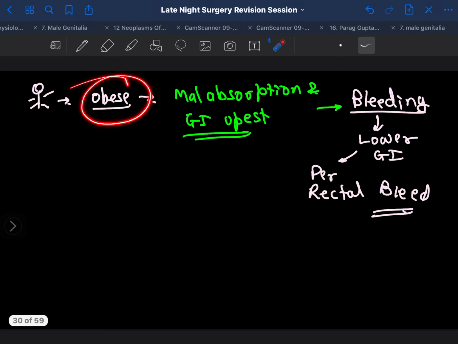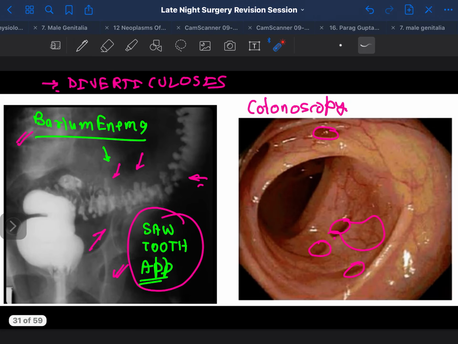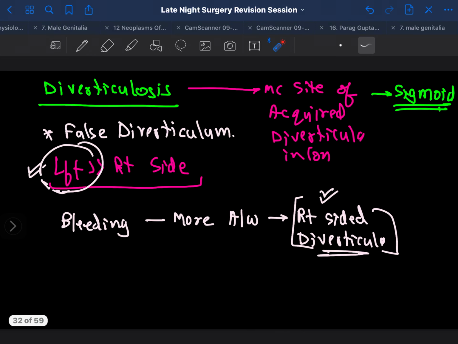Now, that's fine. Right. So then I give you a scenario where let's say there is an obese patient who is coming to you with a malabsorption syndrome, GI upset and all this stuff. Now the patient is coming to you with lower GI bleeding, that is bleeding per rectum. So here what is happening, guys? Okay, then you did a barium enema in this particular patient, which gave you the sawtooth appearance, which is a very, very important finding.